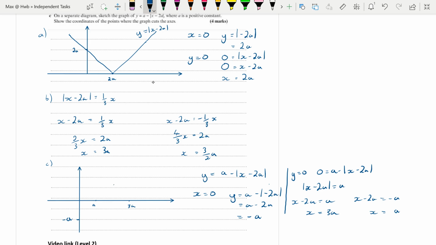This should be halfway, so let's go about there. I'm going to go through my points like so. I'm going to end up with an upside down v like so. Okay, there's my end function. That is what this is going to look like. What I've done is I've flipped this one up here along the x-axis, and I've jumped it all up a, so I've added a onto all of it.